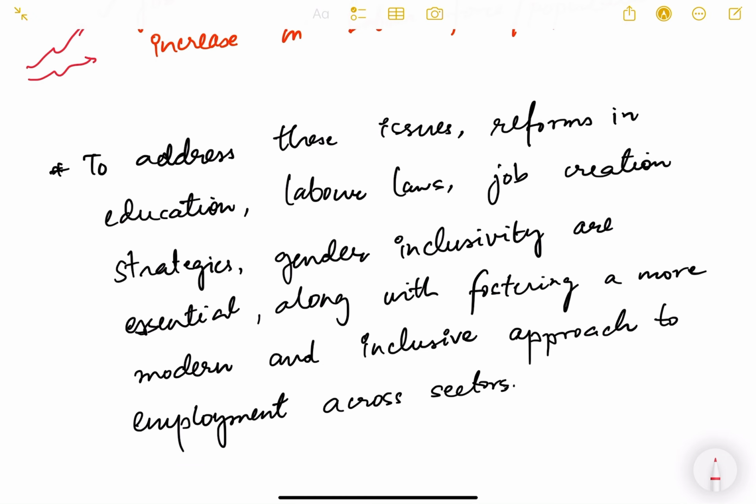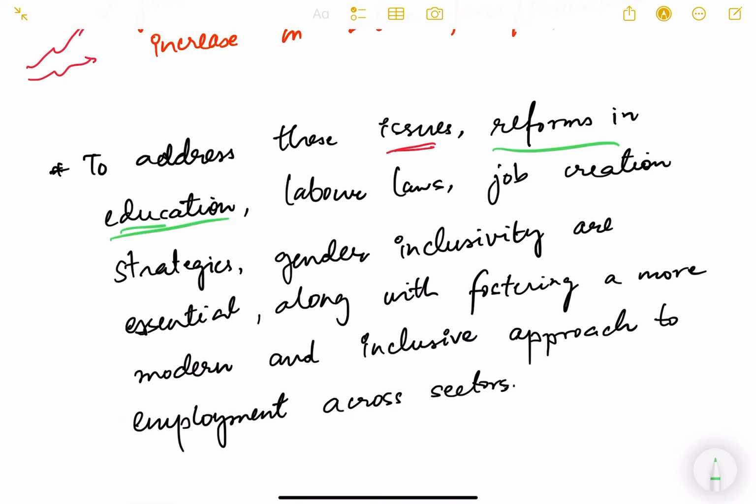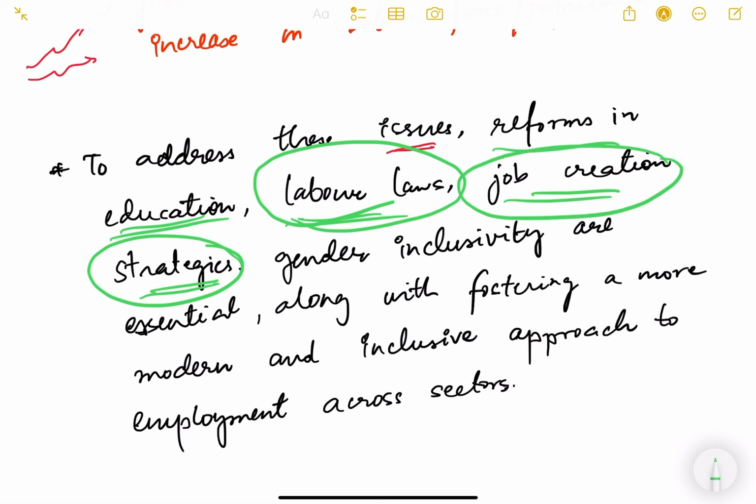To address these issues, what should be done? Again, it is obvious, but let us discuss them. We need to reform our education system so that we skill our people with modern technology, modern skills. We need to reform our labor laws also so that they are friendly to both companies as well as the laborers. Job creation strategies have to be adopted. How we can create more jobs, especially by giving a boost to labor-intensive sectors.